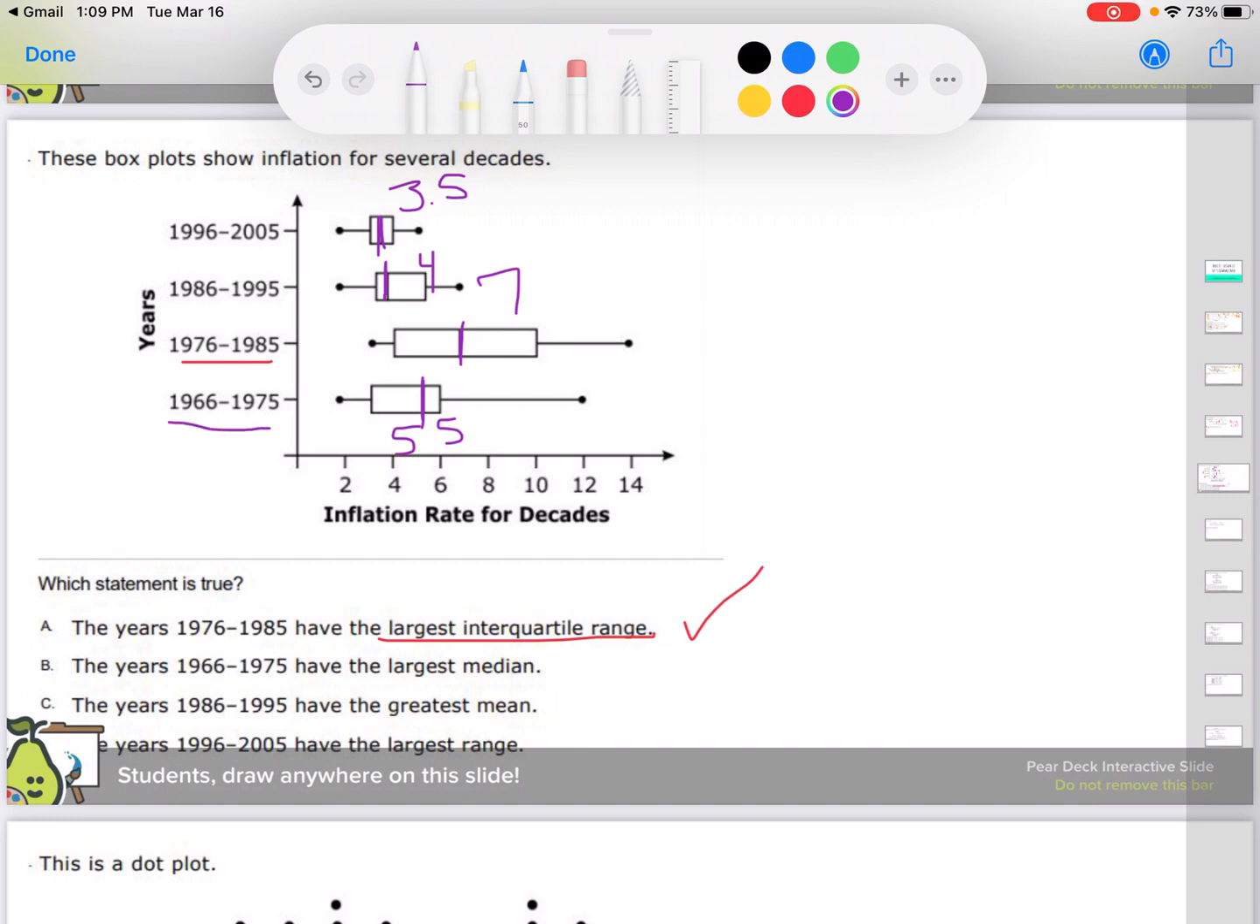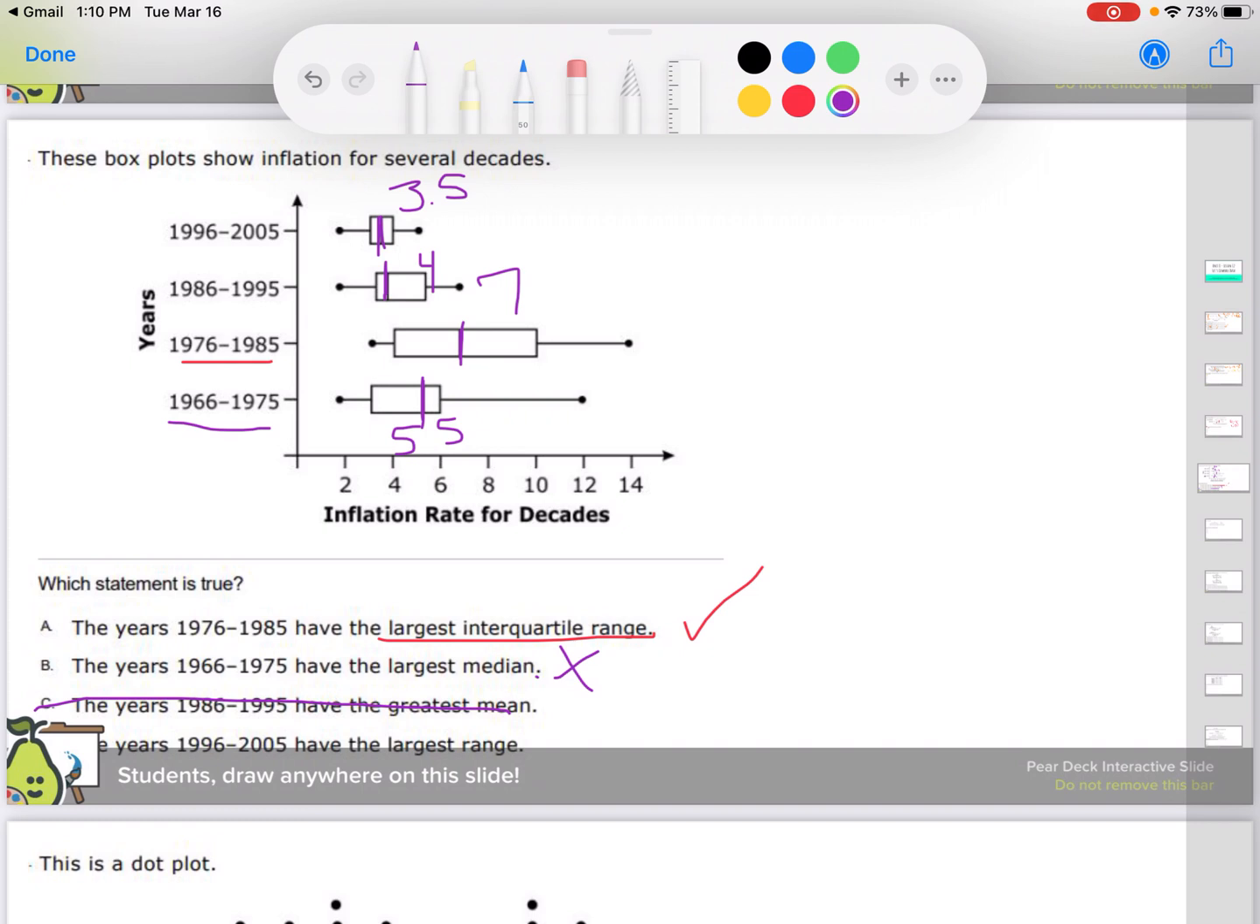So does 1966 to 1975 have the largest median? Well, no, that's not true. Okay, the thing with a box and whisker plot is it has nothing to do with means. It has nothing to do with averages. So I don't know if they have the largest mean. I can't figure that out.